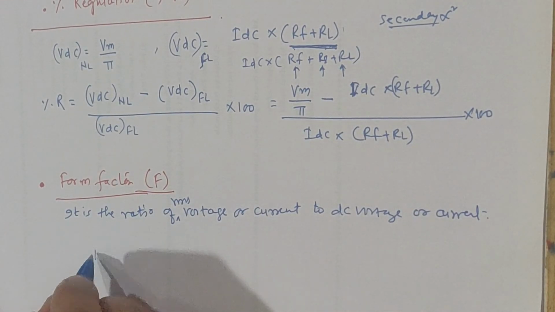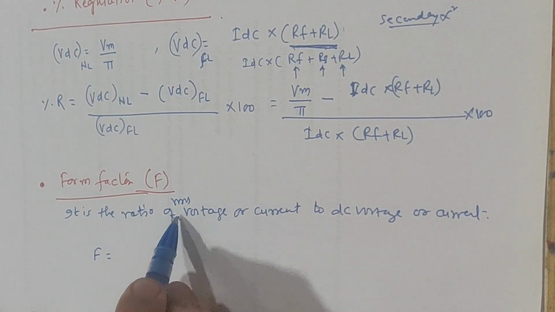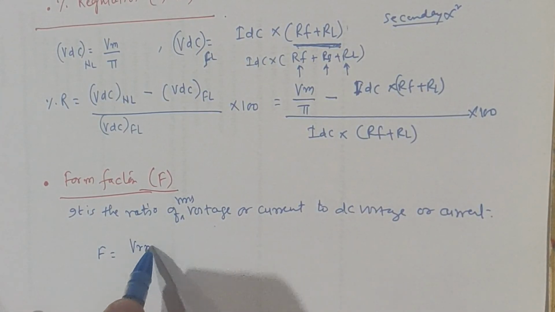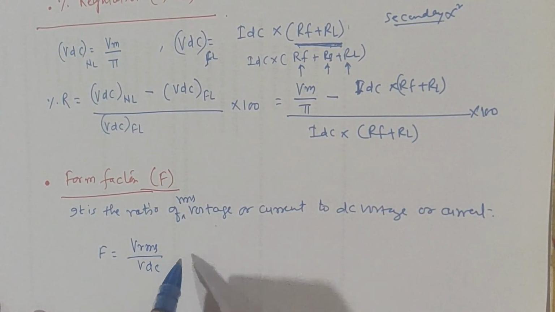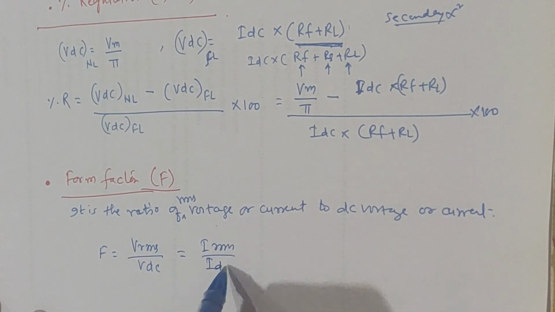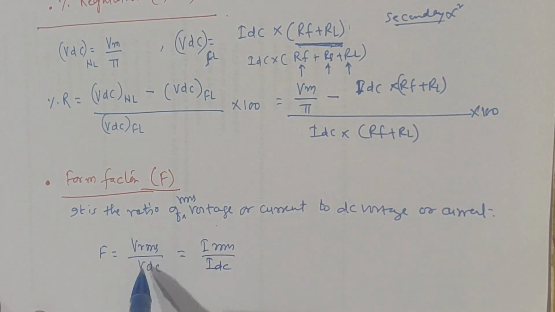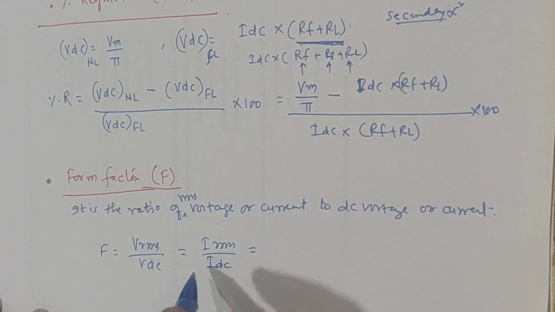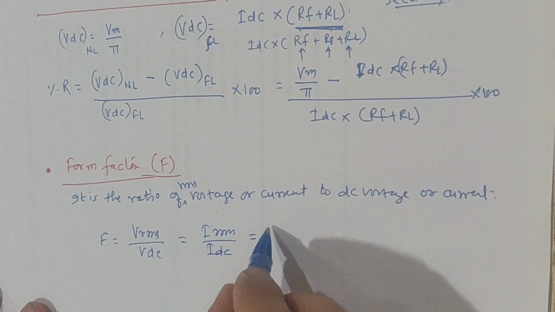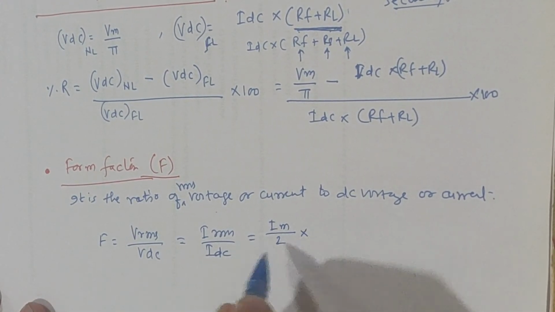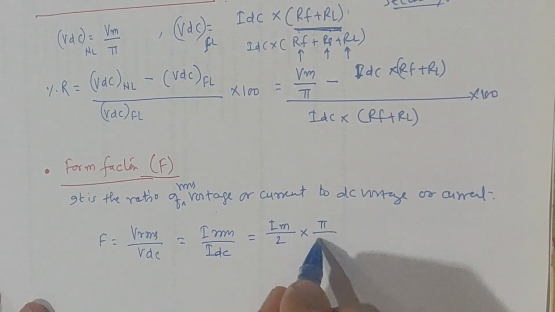Okay, so I will write F equals the ratio of RMS voltage or current, so it is VRMS upon VDC, or I can write it as IRMS upon IDC, same thing. So either you can write it in terms of voltage or in terms of current. So let us try to find its value. The IRMS value is Im by 2, and what is the IDC value? It is Im by pi.